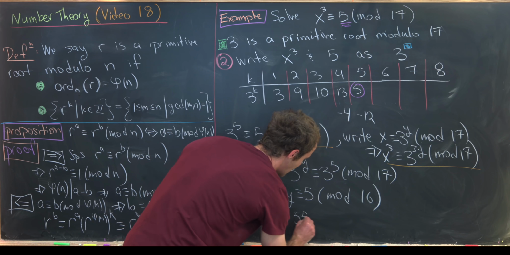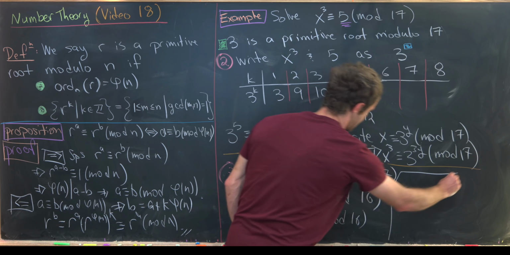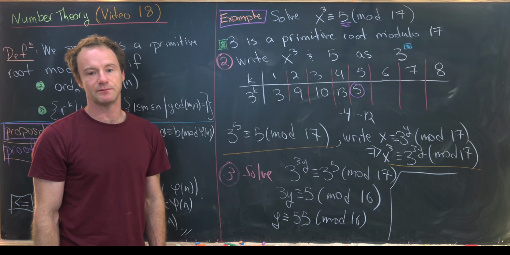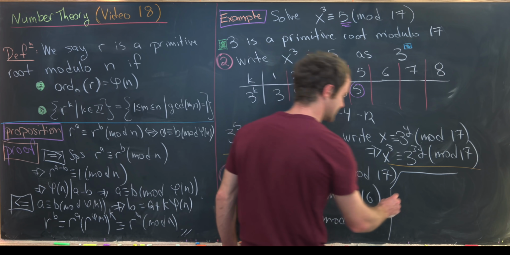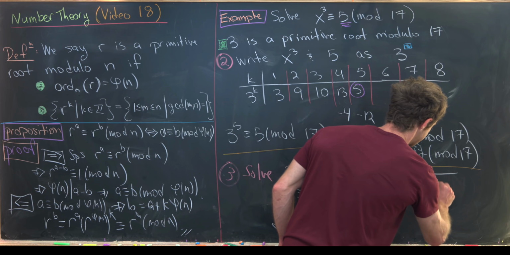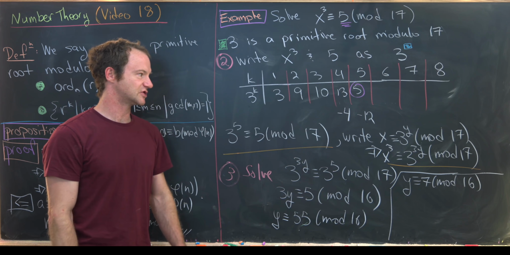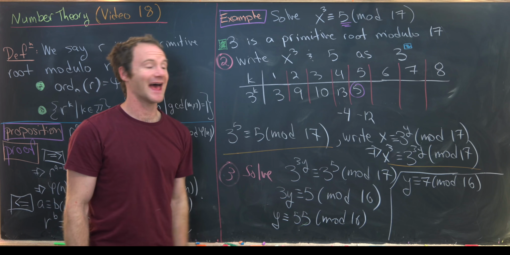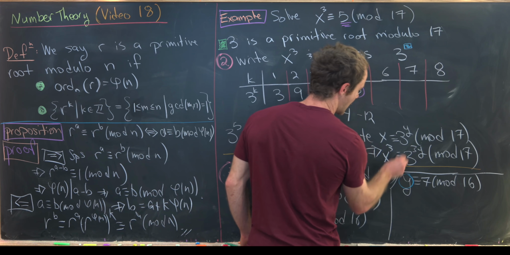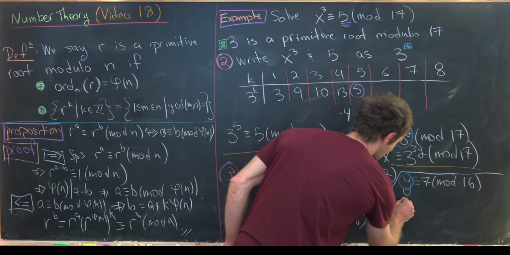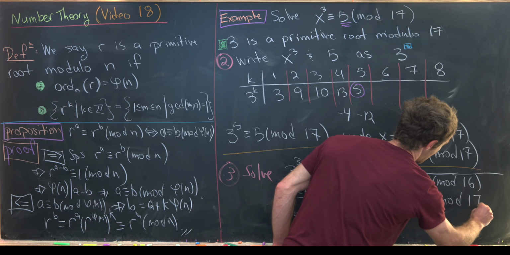which tells us that y is congruent to 55 mod 16. But we're not quite done yet, because notice 55 mod 16 can be reduced to 7 mod 16. So we have y is congruent to 7 modulo 16. But that's not our original goal. Our original goal is to find x. Well, how could we find x? Well, we take this value for y and plug it in up here. So that means x is congruent to 3 to the 7 mod 17.